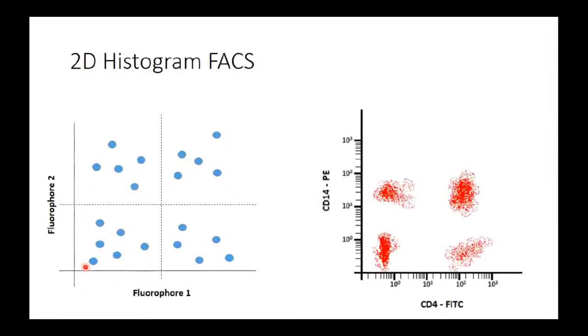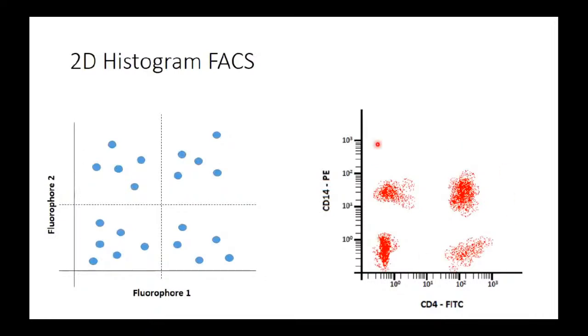These cells are expressing protein 1 because they have a high signal on the detector of fluorophore 1, but they are not expressing protein 2 because they have a low signal on the detector of fluorophore 2. And these cells are not expressing any of the proteins. Now I have a real two-dimensional histogram.